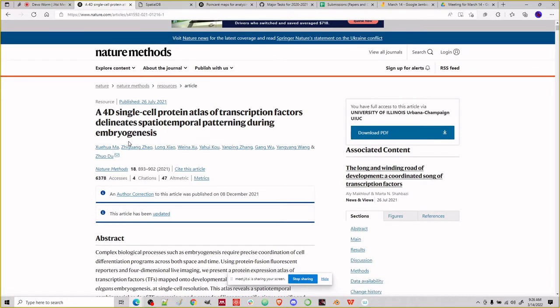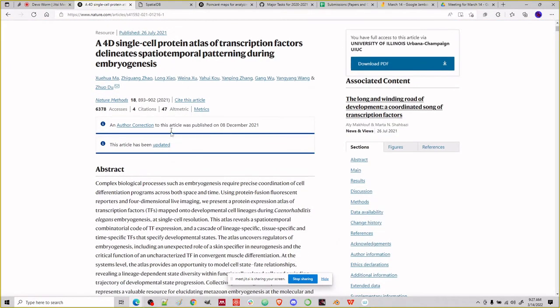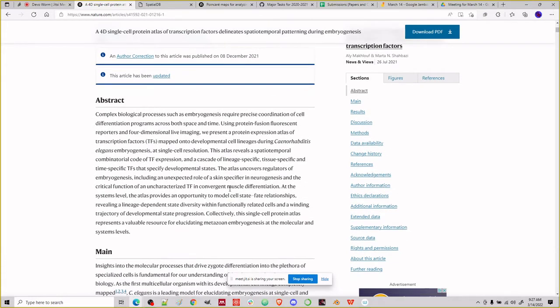Another thing you can do is have some sort of atlas or spatial transcriptional analysis, which is where you try to link gene expression or some transcriptional profile to certain locations in an organism or in an embryo. So in this paper, this is a 4D single-cell protein atlas of transcription factors delineating spatiotemporal patterning during embryogenesis. I think this is done in C. elegans embryogenesis.